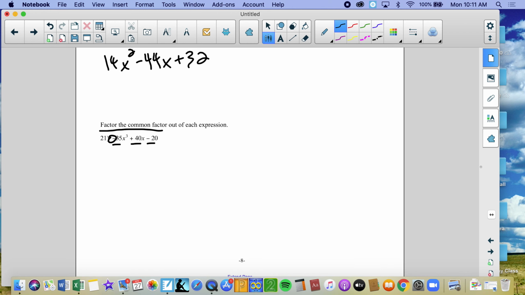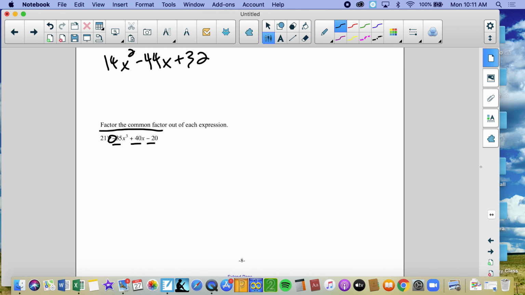And now we look at the variables. What do they have in common? Well, since this one doesn't have an x, we can't take a variable out of this. So we're just going to take that negative 5 out of it. Negative 5 divided by negative 35 gives me 7x to the third. Negative 5 divided by positive 40 gives me negative 8x. Negative 5 divided by negative 20 gives me positive 4.